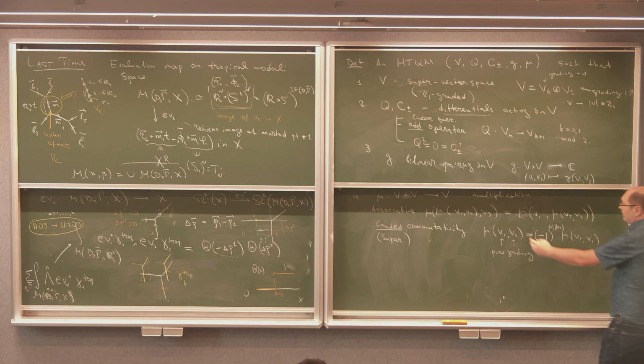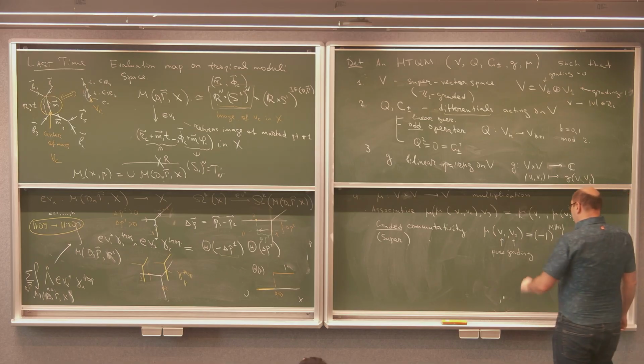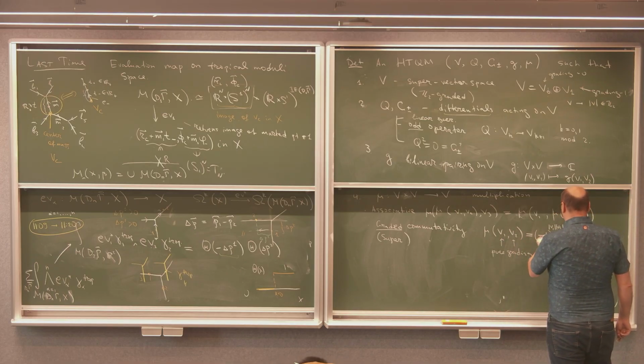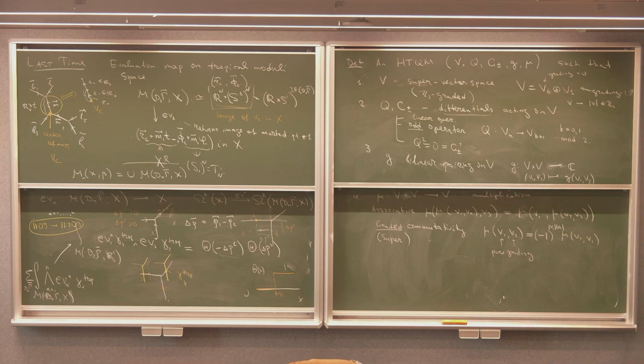So therefore, an even vector always commutes with any other kind of vector. The only way to get this minus sign is in a situation where both of the vectors are odd vectors. Then the parity of V1 and the parity of V2 will be 1, and here will be -1.